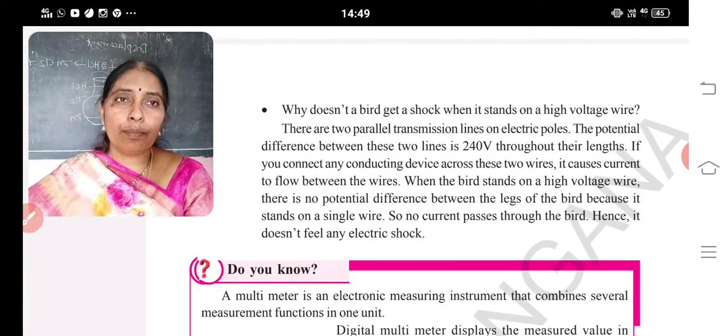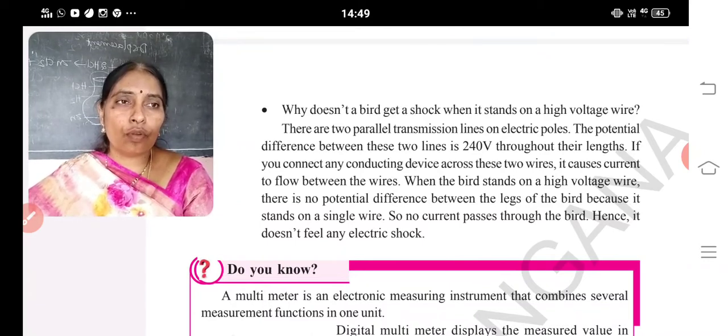Why does a bird not get a shock when it stands on a high voltage wire? There are 2 parallel transmission lines on electric poles. The potential difference between the 2 lines is 240 volts throughout their lengths. If you connect any conducting device across the two wires, it causes current to flow between the wires. When the bird stands on a high voltage wire, there is no potential difference between the legs of the bird, because it stands on a single wire.